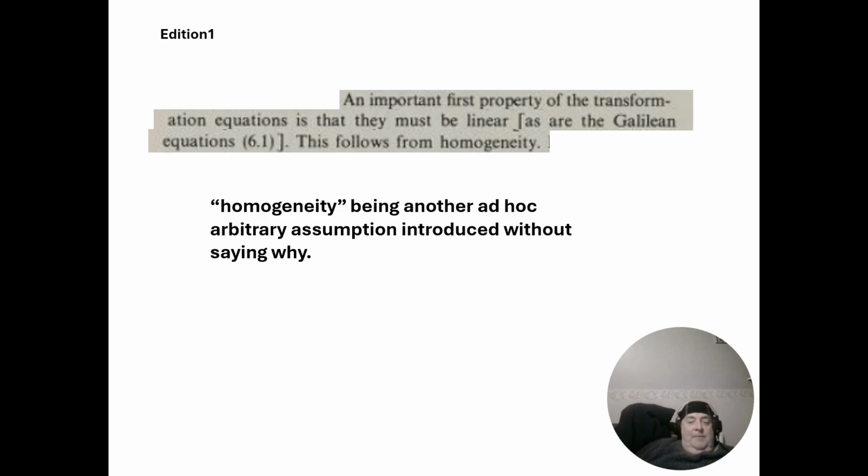Edition 1 carries on to say the following. An important first property of the transformation equations is that they must be linear, as are the Galilean equations. This follows from homogeneity, and that means it's another ad hoc arbitrary assumption being introduced without saying why. So edition 1 is saying something which is not in edition 2, and it's probably omitted because he suddenly noticed it's another ad hoc arbitrary assumption, which would add just more confusion.